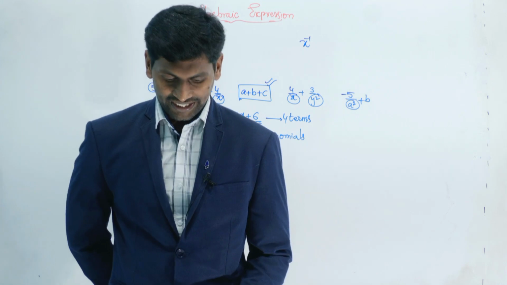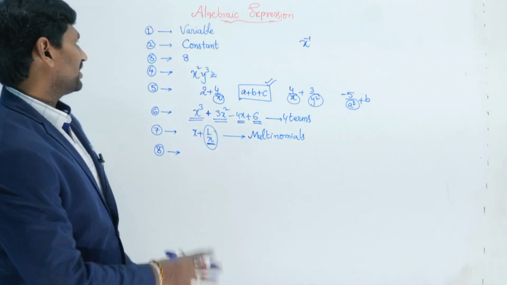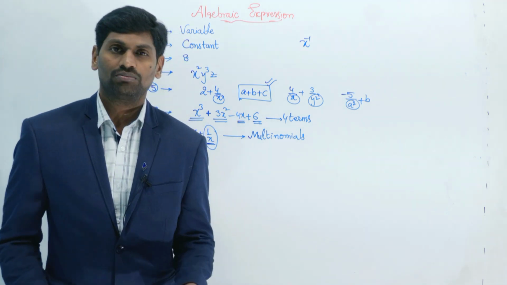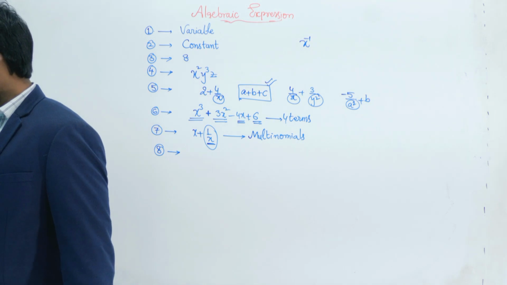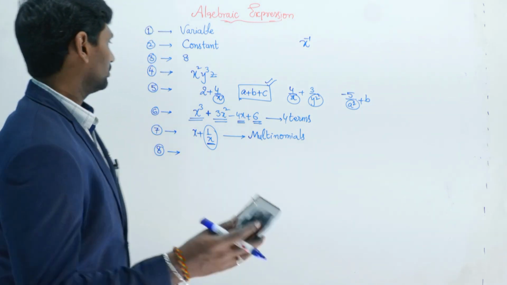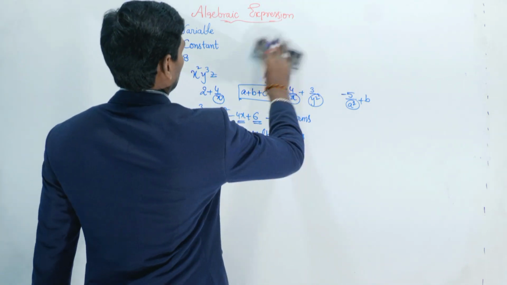Question number 8. The degree of a constant polynomial. Now we should discuss the degree. So first you finish, until then we will discuss the degree of a term or degree of an expression. So 7 problems are completed now.